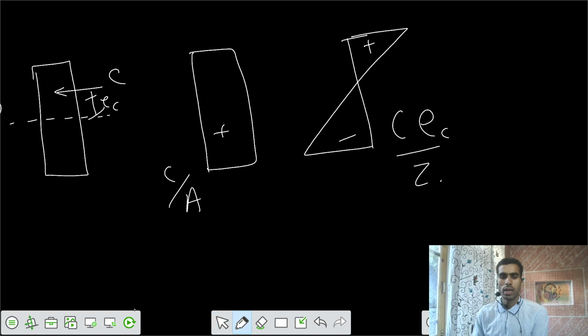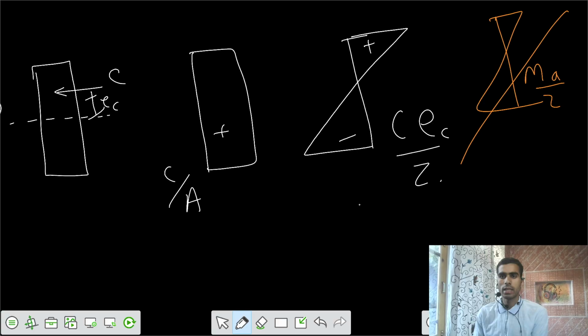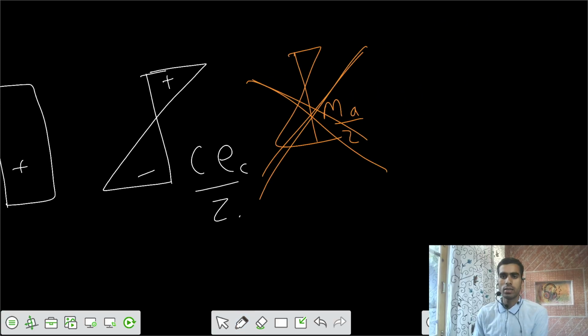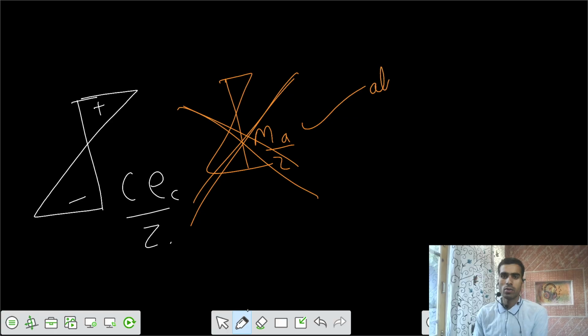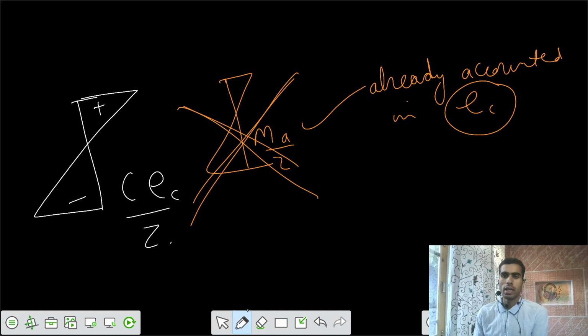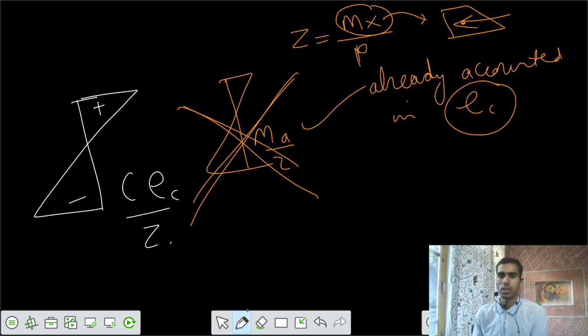In this method, we are not going to take the external moments, M by Z. It has already been accounted for in the calculation of EC. That's why we take Z equals M at any section X divided by the P force. This MX has been developed because of the bending stresses on that section, so this part is not accounted again.